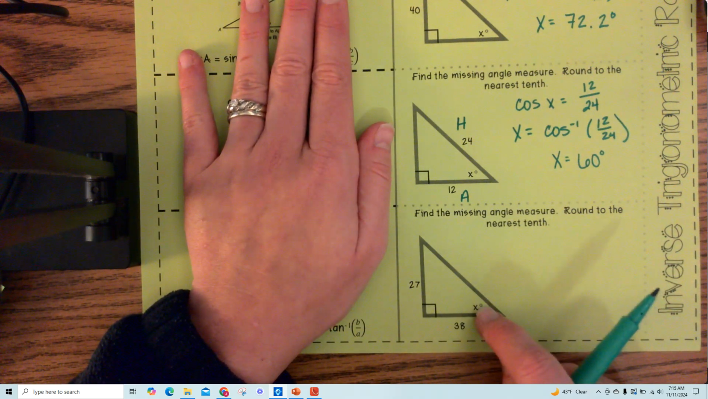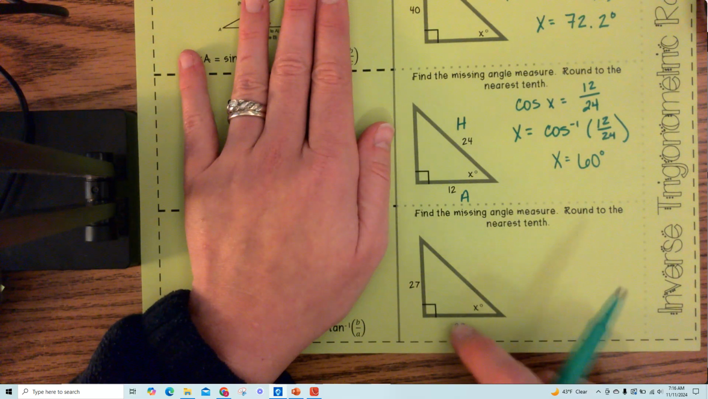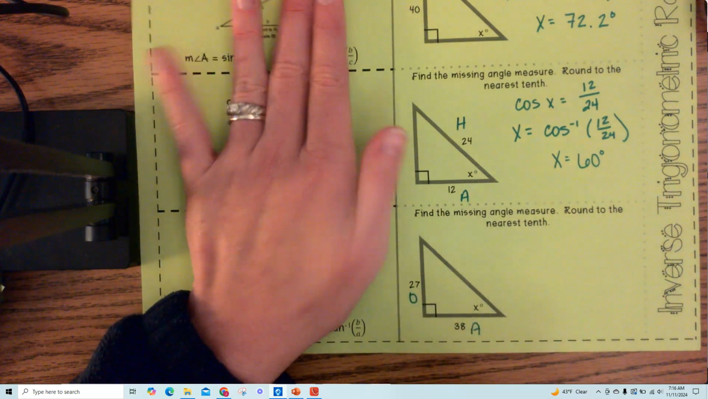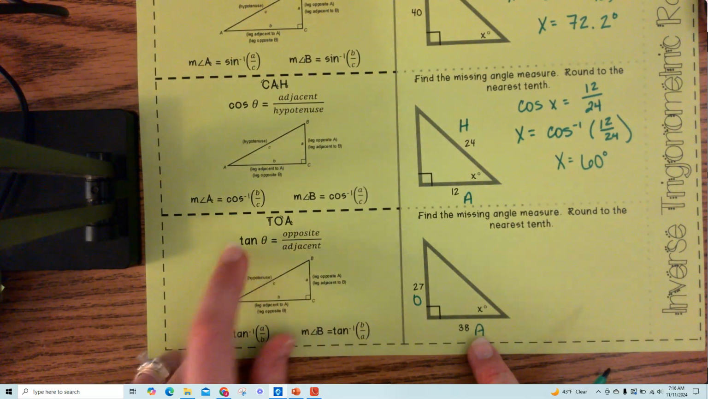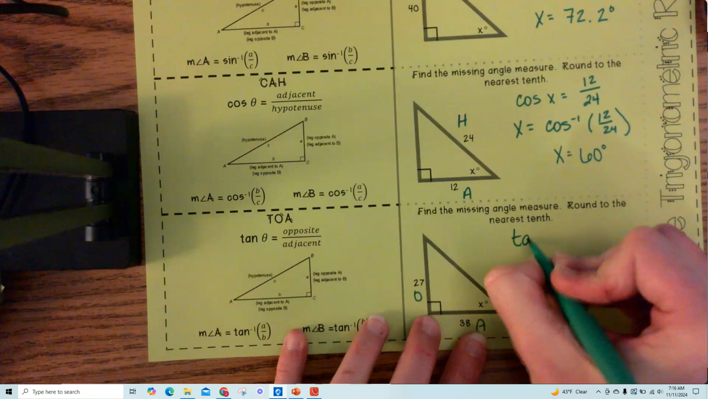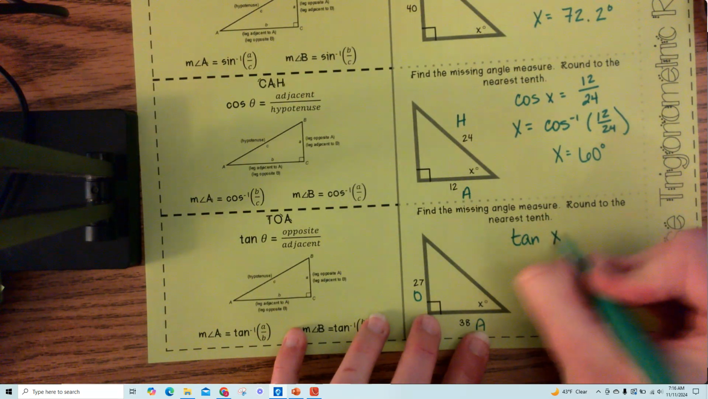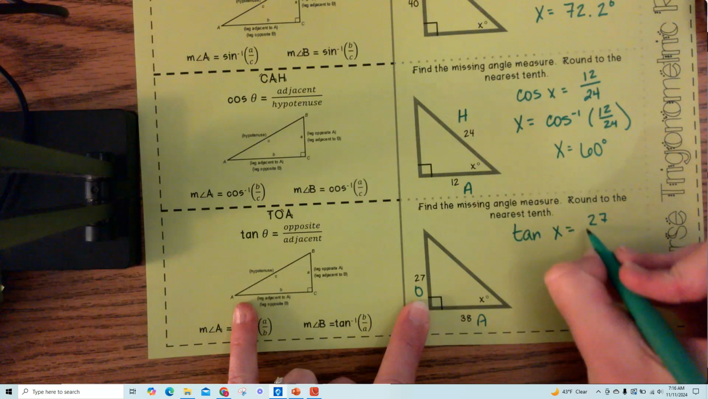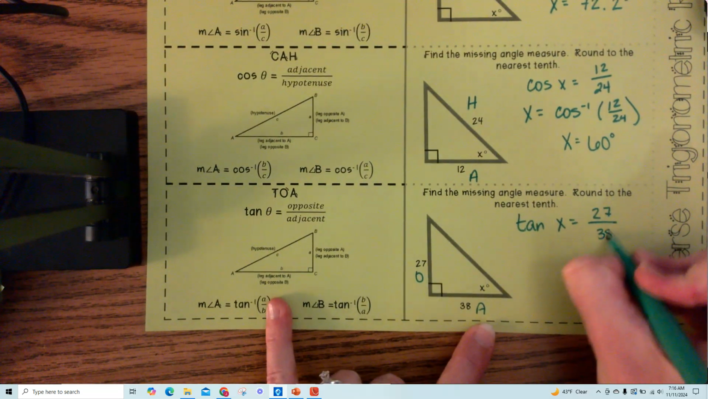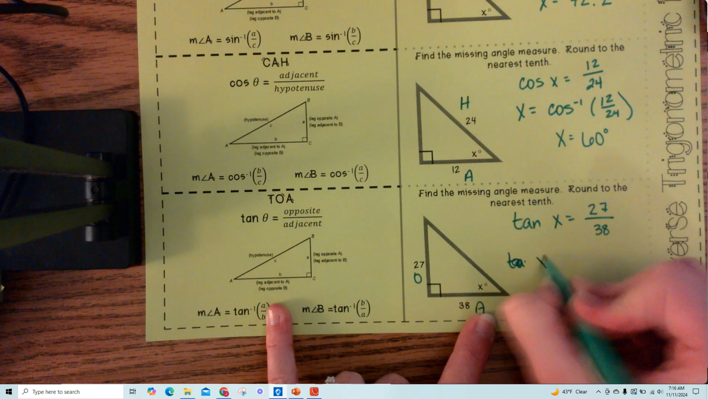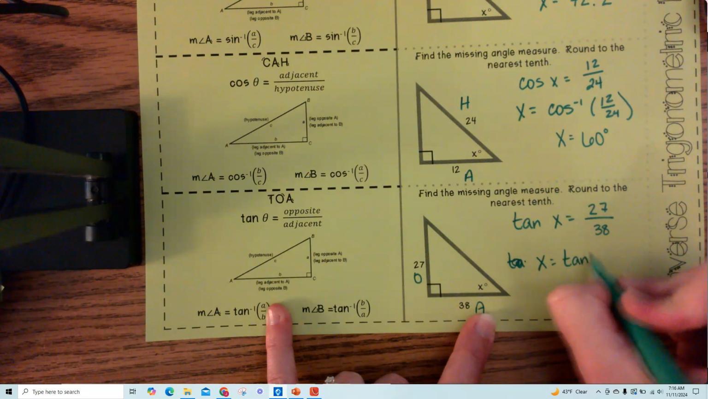So here's my angle. I label the sides. 38 is an adjacent side, 27 is an opposite side. If I have opposite and adjacent, I'm going to use tangent. So the tangent of x is going to be opposite over adjacent. And if I want to find the angle measure, we do the inverse of tangent.